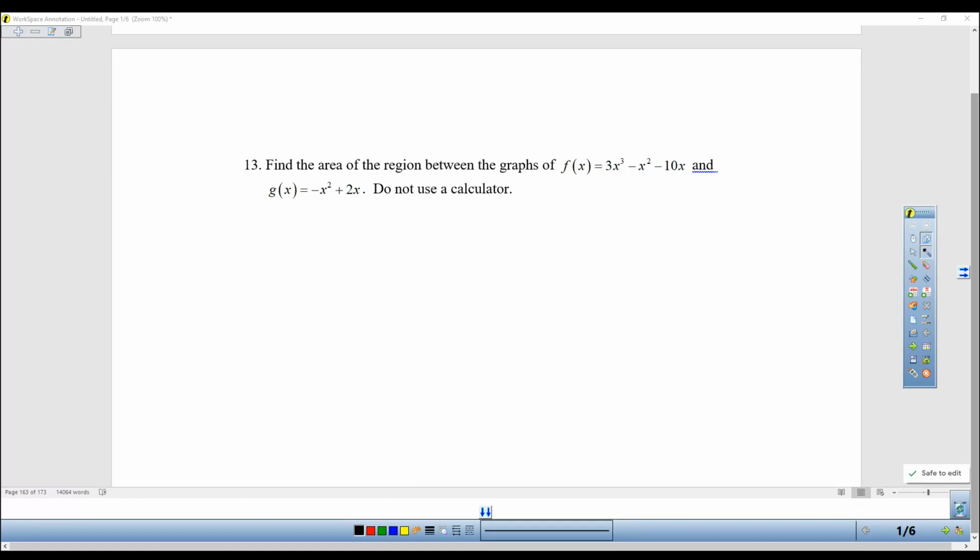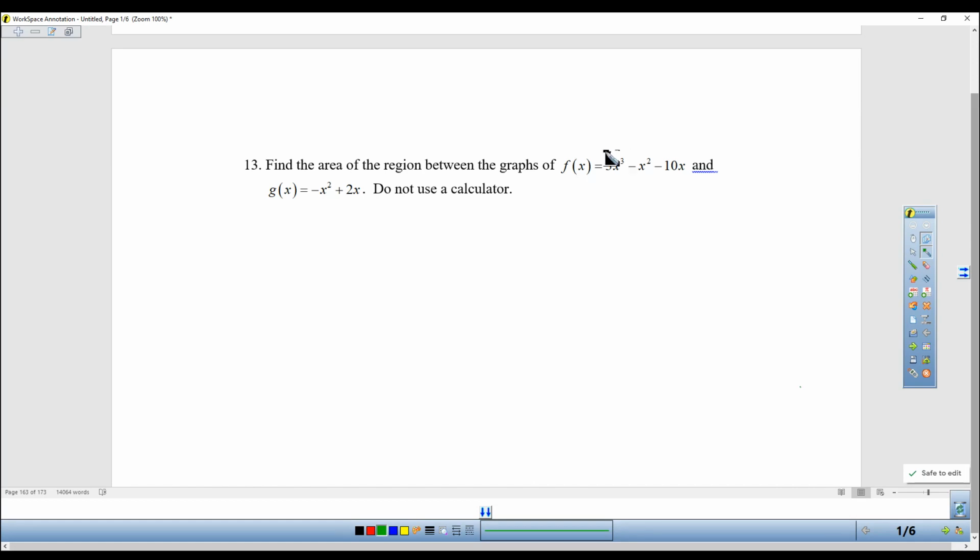Number 13, find the area of the region between the graphs of f of x equals 3x cubed minus x squared minus 10x, and g of x equals negative x squared plus 2x. Do not use a calculator. Just to make sure that we practice a few without our calculator, some graphing practice here.